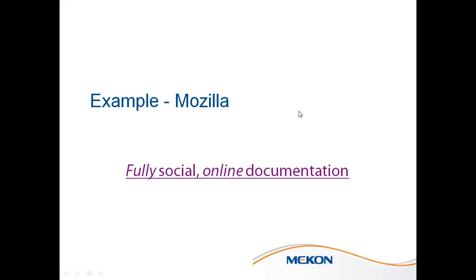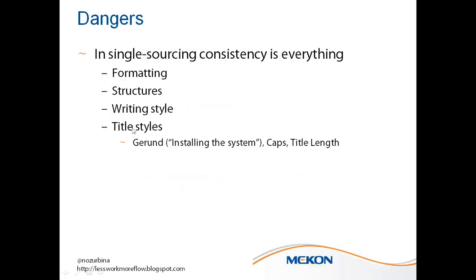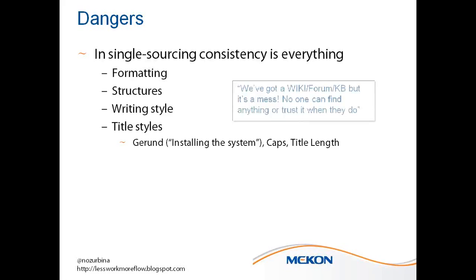So when you're looking at fully social online documentation, there are certain dangers. If you want to single source your content, consistency is everything. You have to have consistent formats, structures, writing style, title styles, like when you use gerund, installing the system, when you capitalize, title length. If you don't have these things consistent, then your documents look patched together. Also, if you don't have them well controlled, you can't do things like have a good long title for print deliverables and a good short one for handheld devices.